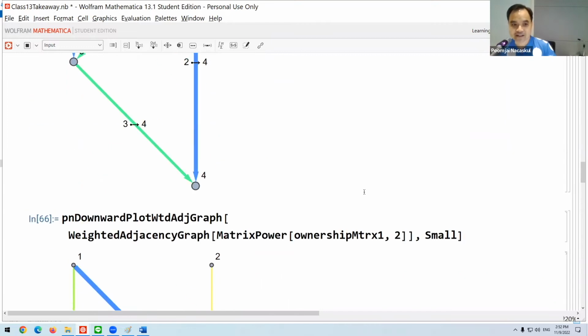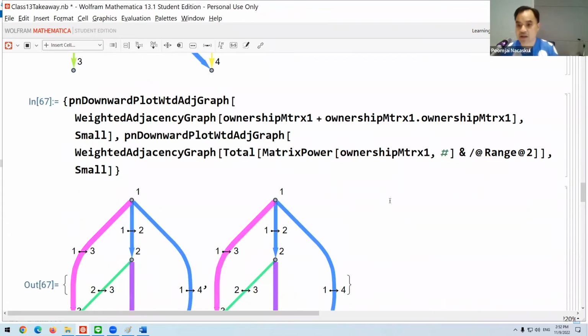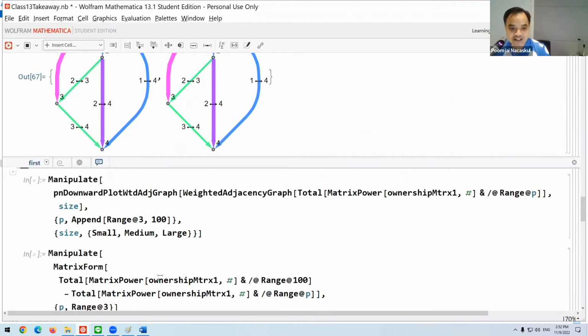So basically, it's this graph plus this graph. Okay? Now, just to be sure that you see that it's exactly the same thing, I can say ownership matrix plus ownership matrix times ownership matrix. So this thing is the same thing as total of matrix power 1 and 2, right? Just want to show that it's the same thing. Now when I write the text, I have to sort of spell everything out. So let's look at what happened.